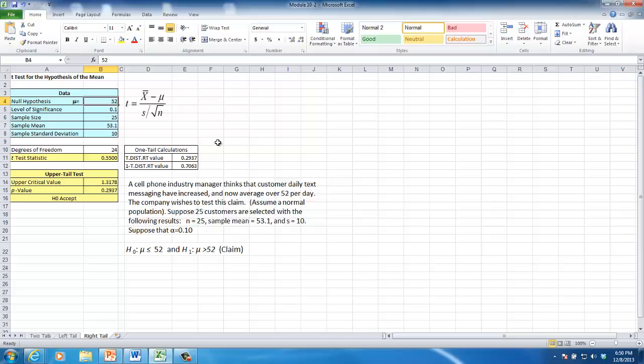Now the claim is here, text messaging is over 52, so mu is greater than 52. As you can see here, it is a right tail test. It is not anymore like the previous one that was equal or not equal, but this time we are looking specifically if the number is over 52 or greater than 52. So it is a one tail and right tail test because we are looking for more than the population mean.